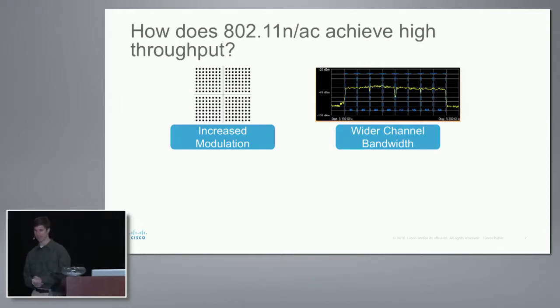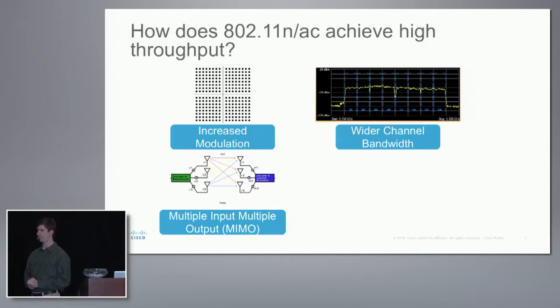The next is increased channel bandwidth. So this is a 160 megahertz channel screenshot. And so that's eight 20 megahertz channels. That's a lot of bandwidth, right? No matter how impractical, you can really push a lot of throughput like that.